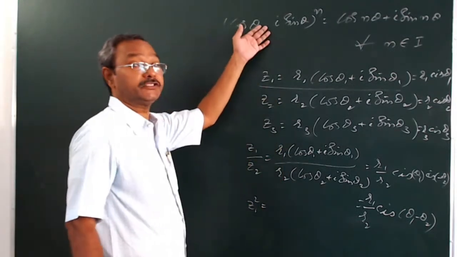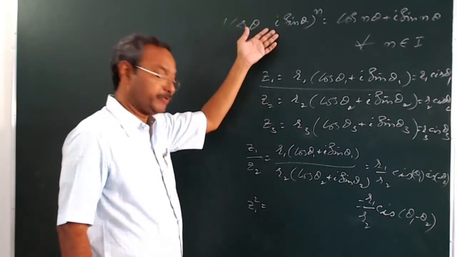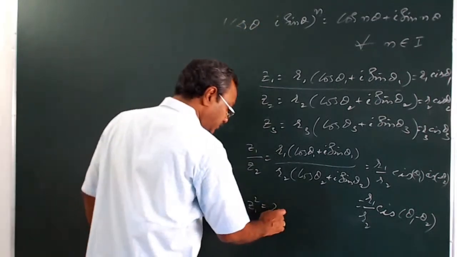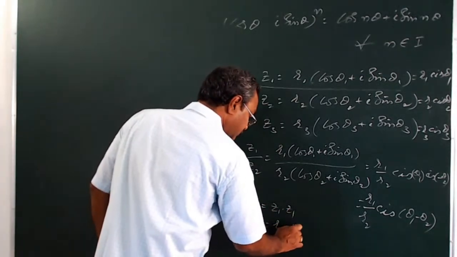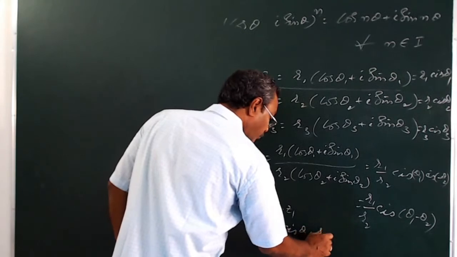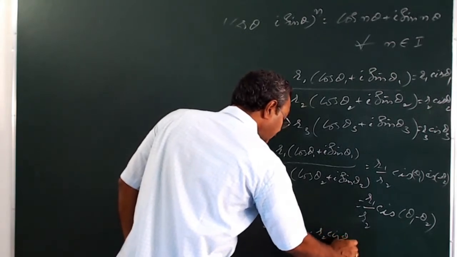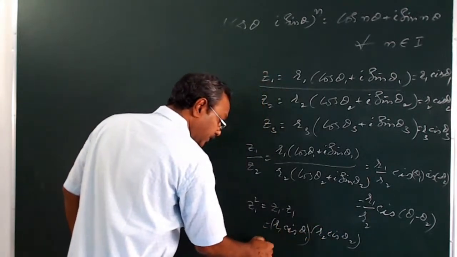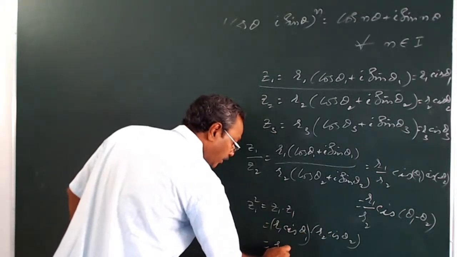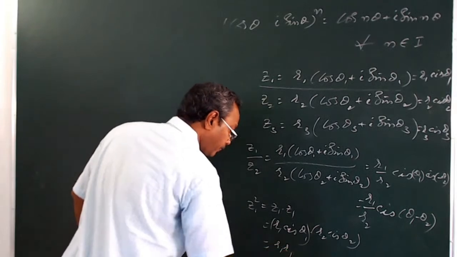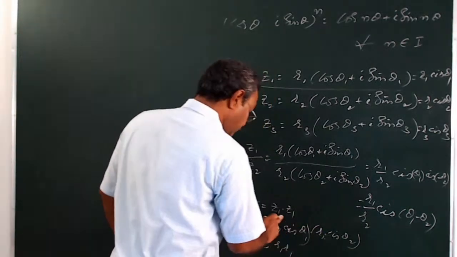This is the extension of De Moivre's theorem. What is Z1 square? Z1 square is Z1 into Z1. Z1 is R1 into cos theta 1 plus i sin theta 1, and Z2 is R2 into cos theta 2 plus i sin theta 2. So naturally the product of these two numbers is R1 into R1. Oh, sorry, Z1 into Z1.